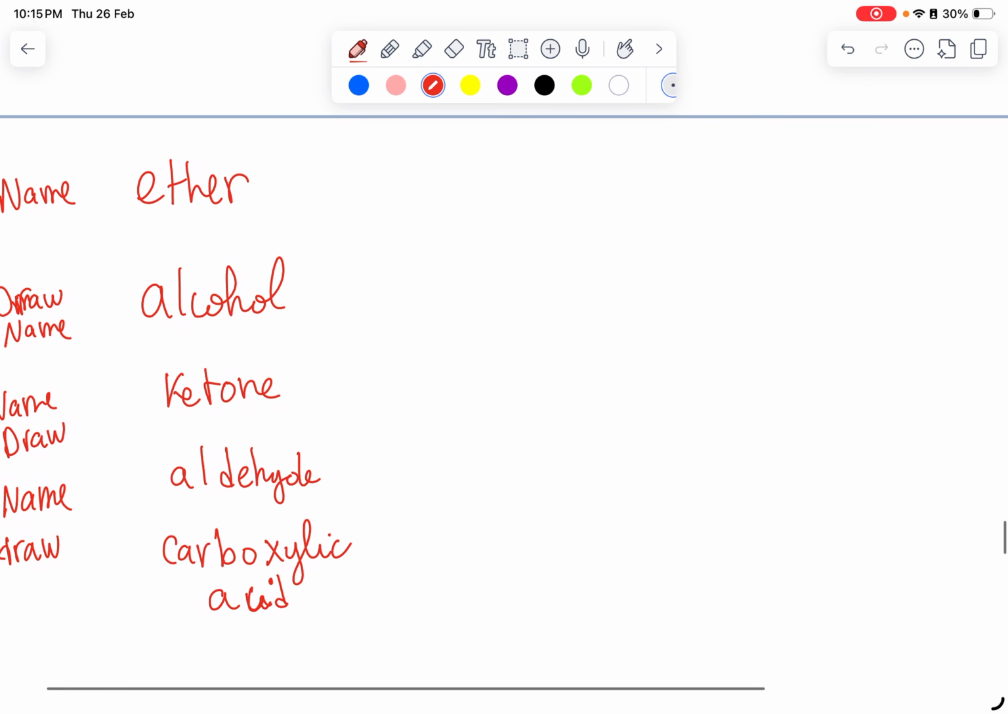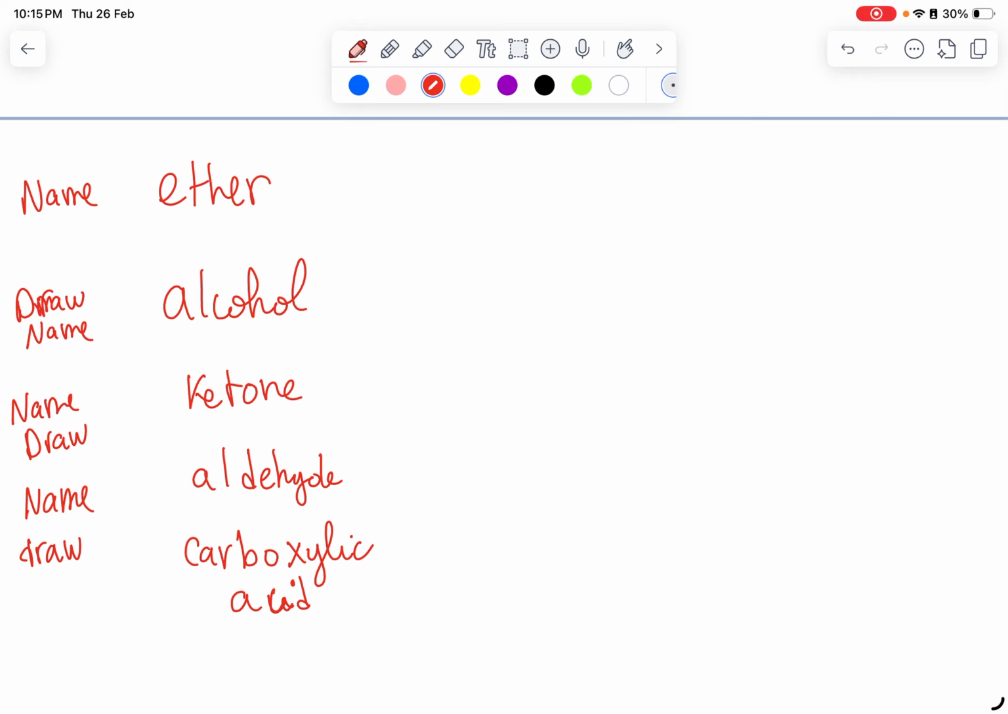Okay? So let me just take an example for all of them. I'm just going to take 4 carbons. Ether, I said there's an O between carbons. Let's say I have here 3 carbons and here 1 carbon.